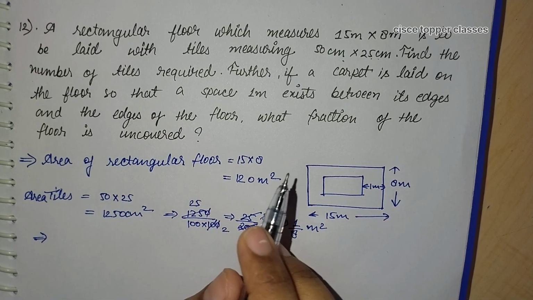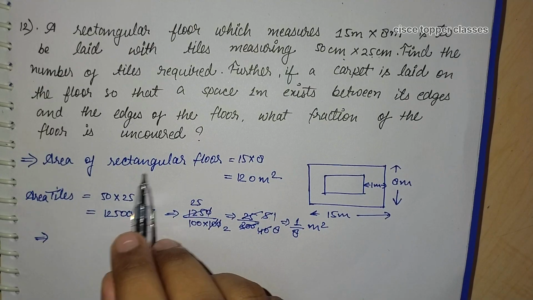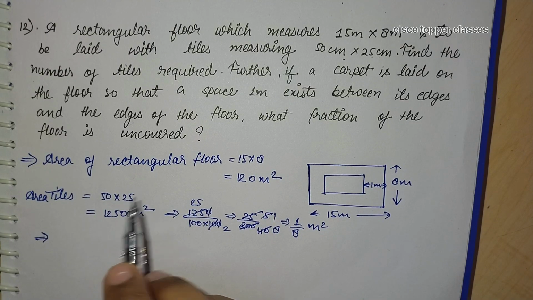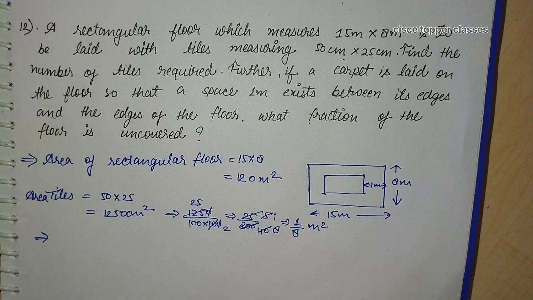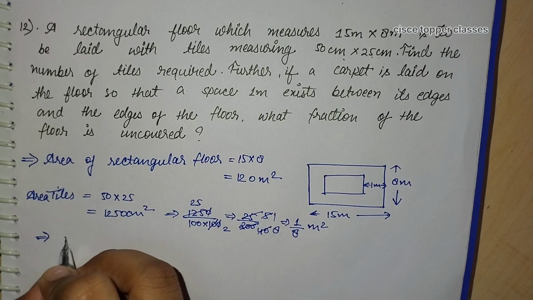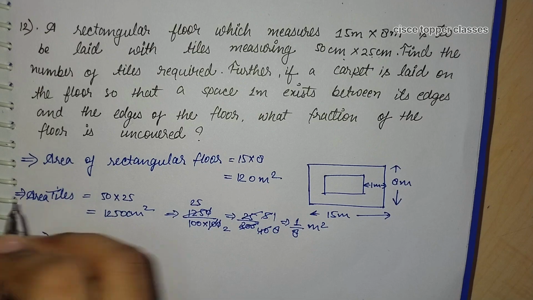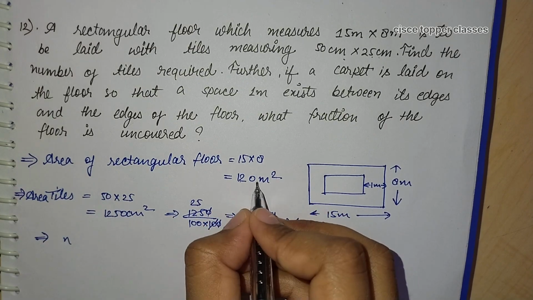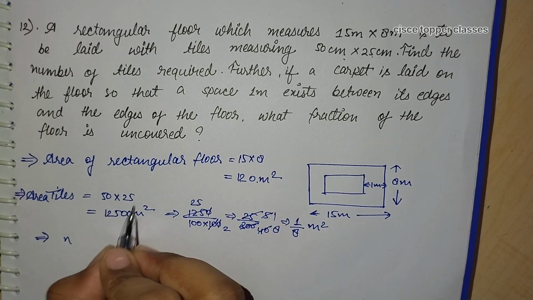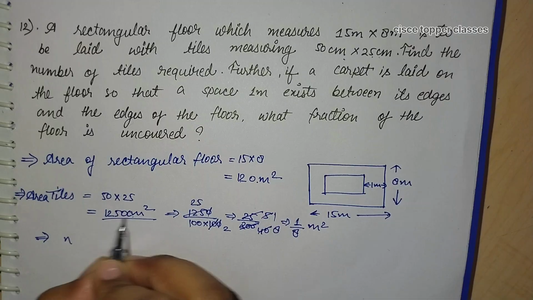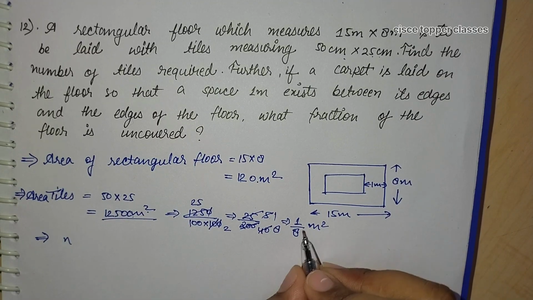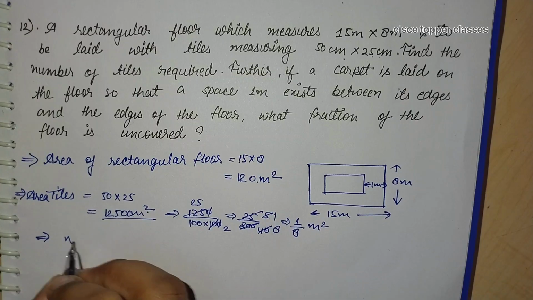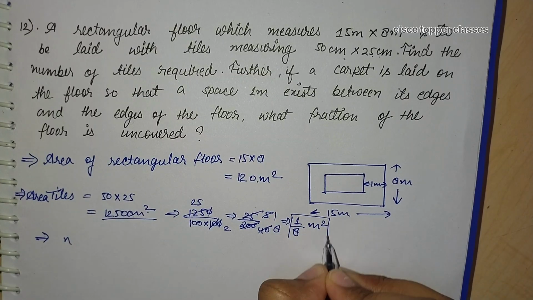So here we will divide the area of the rectangular floor by the area of a tile to know the number of tiles required. We have already found the area: 15 into 8 will be 120 meter square. And as the tile is in centimeter, it is 50 into 20, that is 1000 centimeter square. We will make it into meter square. So from that we got the answer as 1 by 10 meter square.